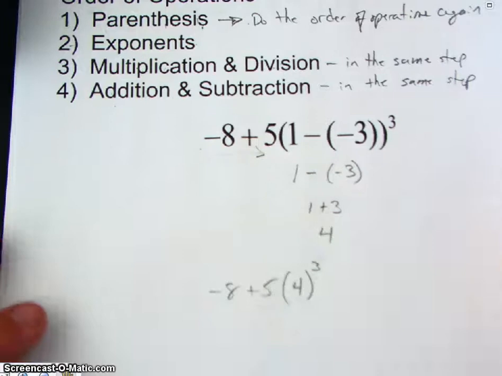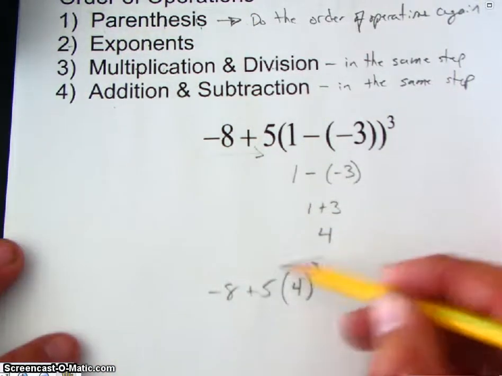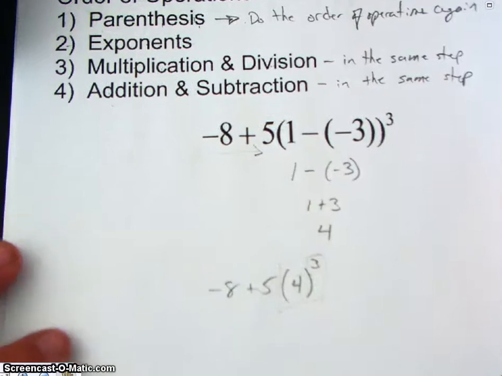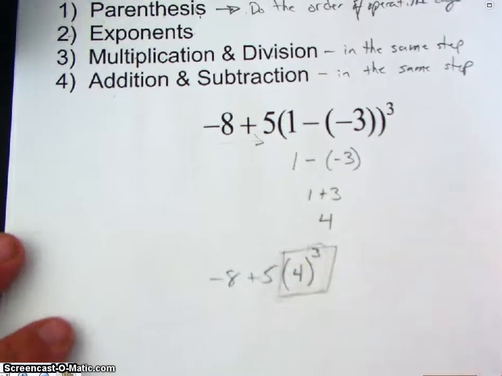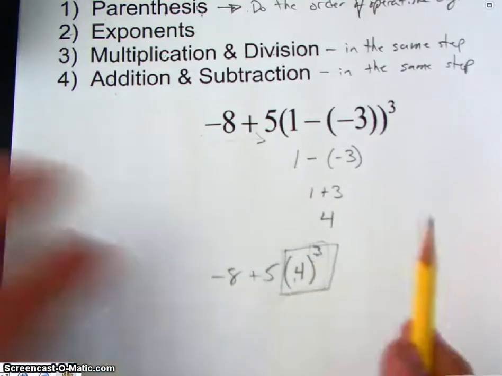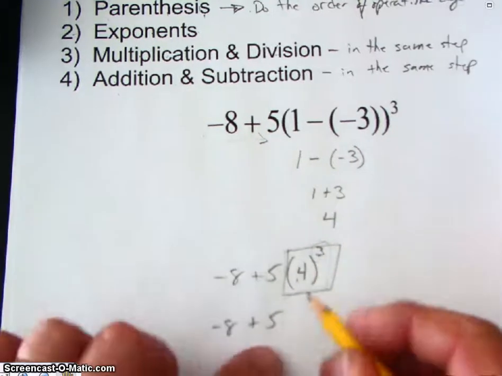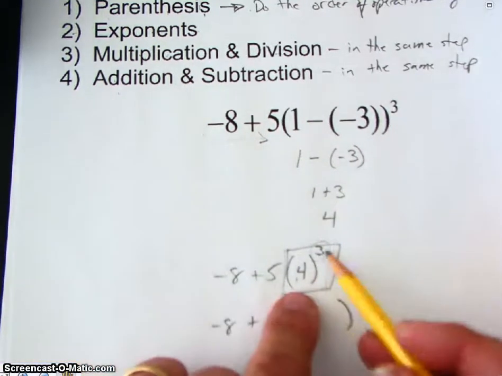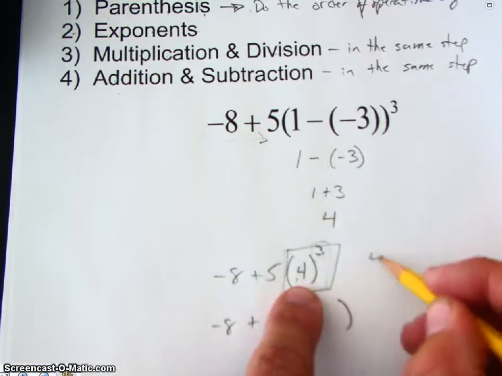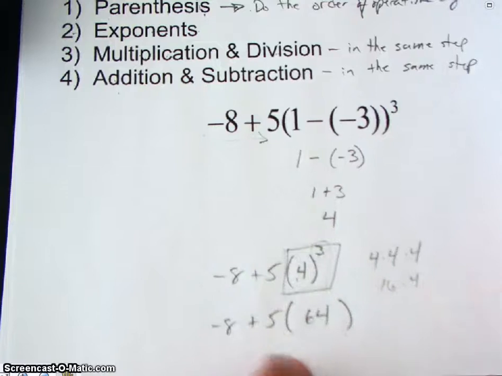Okay, the next step is I do exponents. Well, here's the exponent, so therefore this is the only one I do next. So I will be doing this next. Look here, and here it's positive, so therefore when I cube it, I will get a positive answer. So I have -8 plus 5. In parentheses, I'm going to put my result. So 4 cubed, that's 4 times 4 times 4. So 4 times 4 is 16, times 4 is 64.